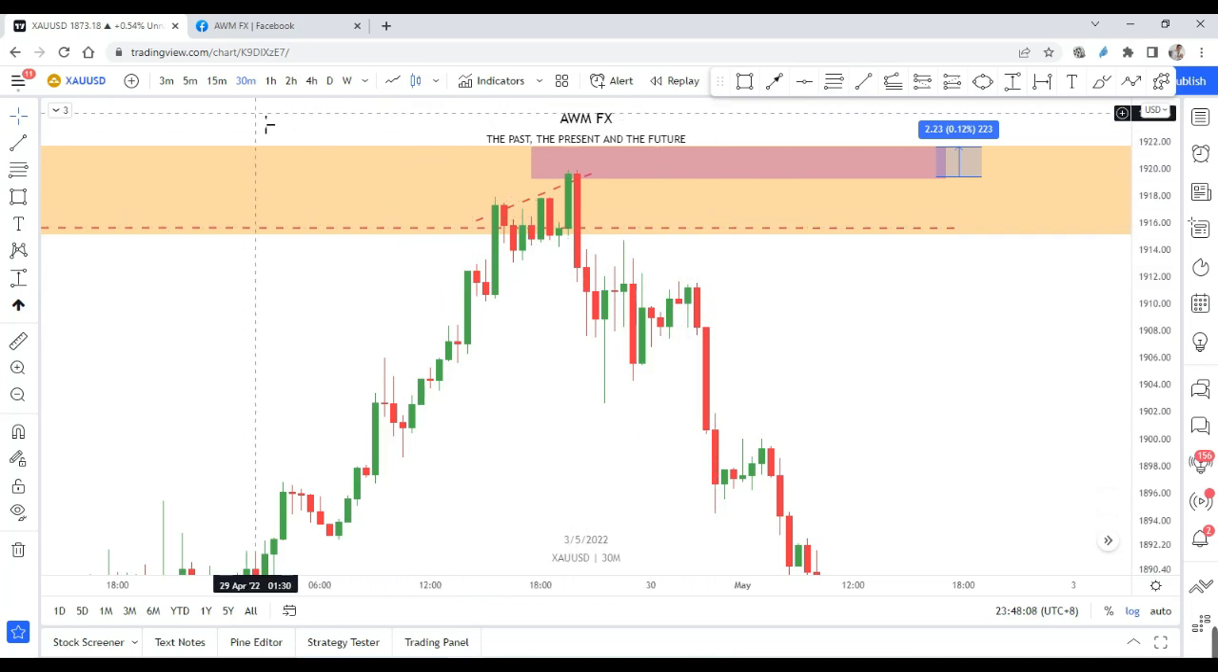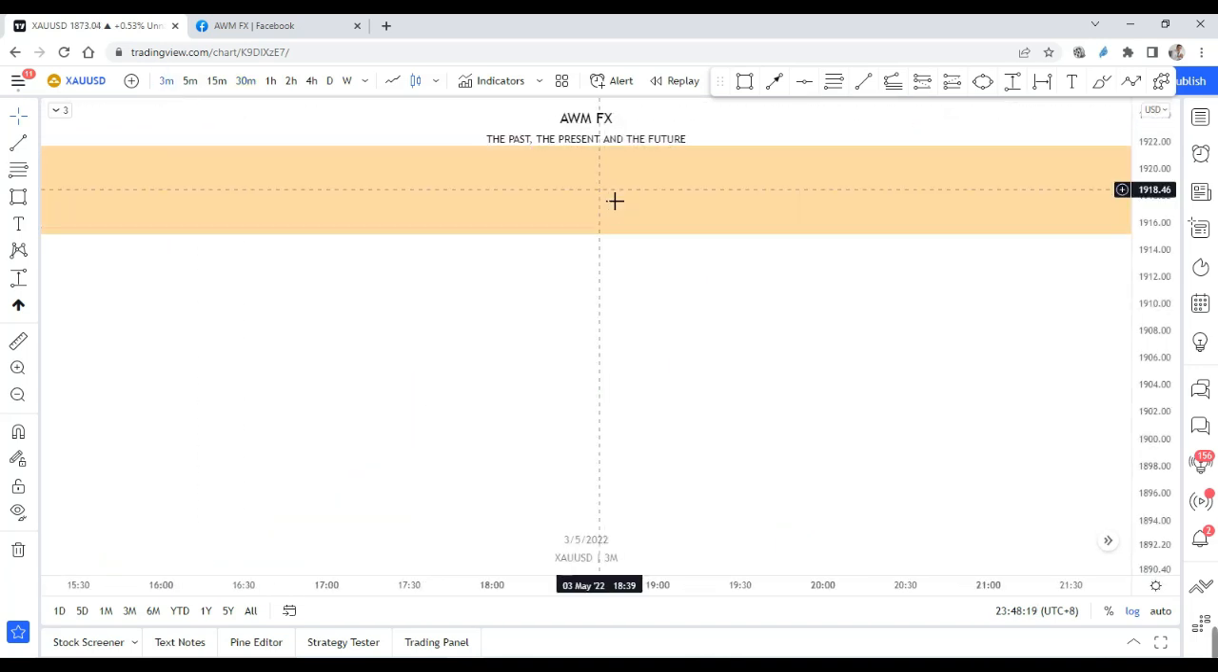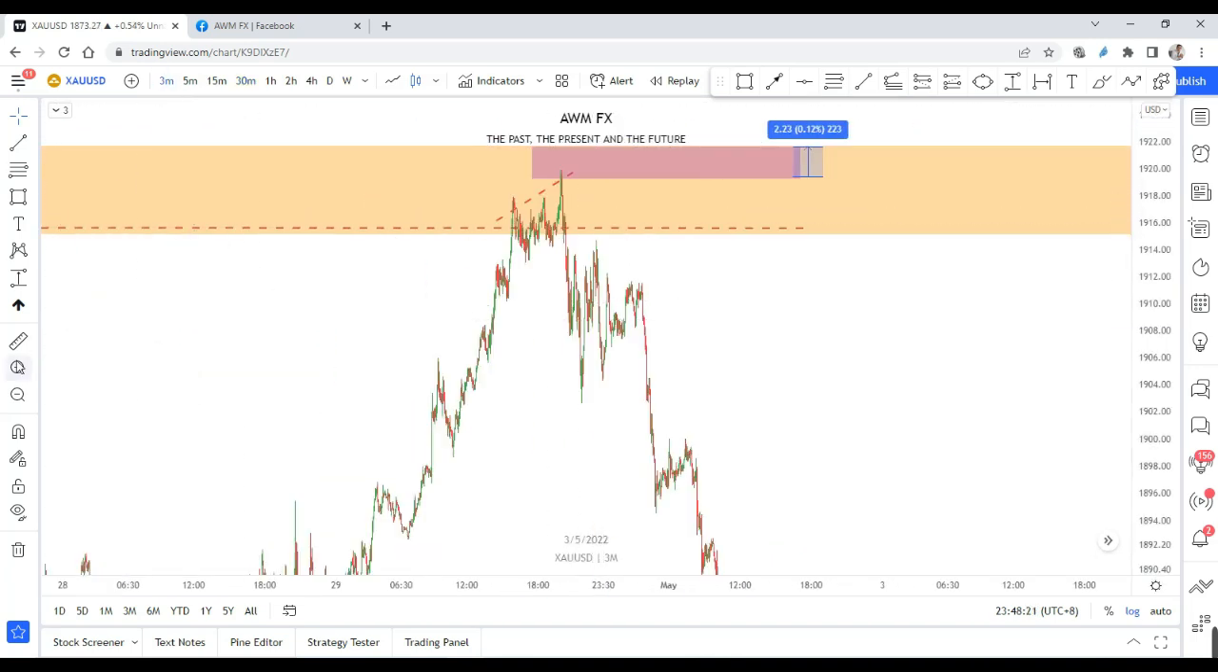So now we are on M30. So what is lower than M30? M15, M5, and M3. I told you M3, for me, I usually trade using gold. All right. So I switch to M3. So what I see over here.